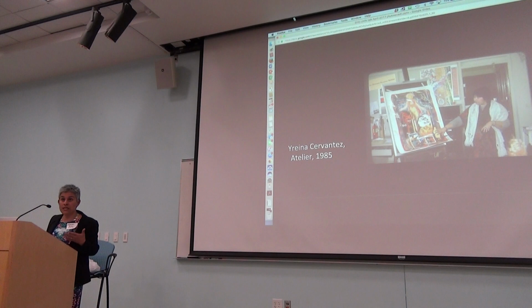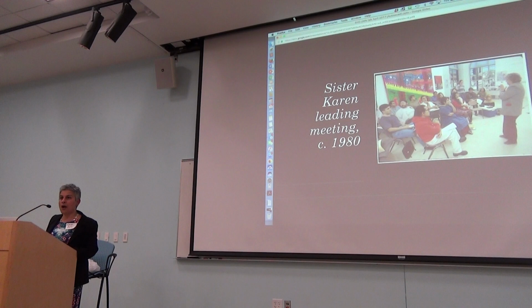So enacting the mission, Sister Karen decided that half of the print edition is property of Self Help Graphics, and the other half of the edition is for the artist to sell. And I just have to point out, the young man in the front row, seated closest to us, is Miguel.